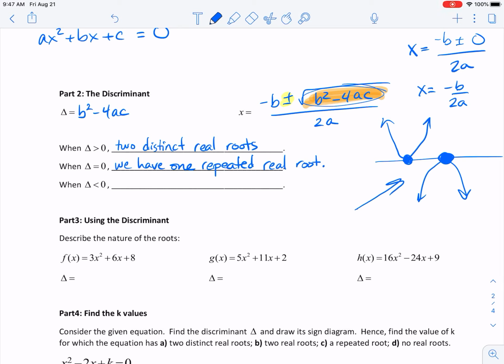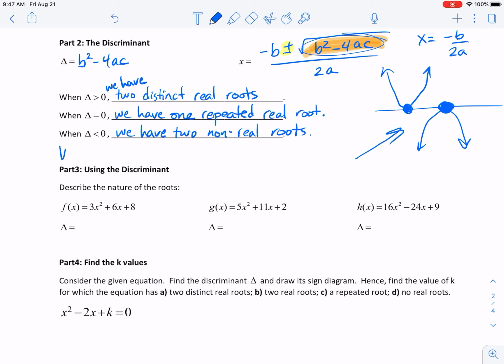So when delta is greater than 0, we have two distinct real roots. When delta is less than 0, we have two non-real roots. And sometimes I also want to include this: when delta is greater than or equal to 0, we have, wow, that's terrible. My brain and my hand are not in sync.